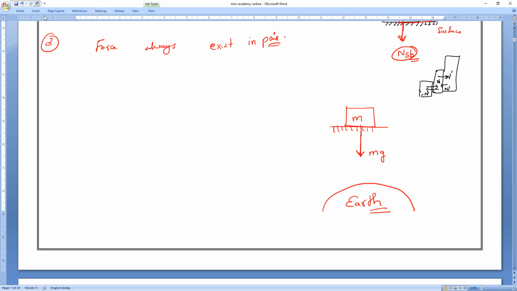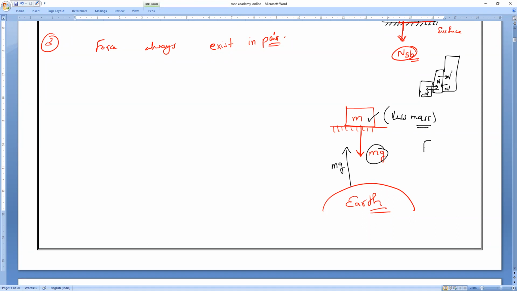Then we all know that if the earth is trying to pull this body downwards, then this object also exerts the same force on the earth. Am I right or wrong? Everybody? Yes, sir. If the earth is exerting mg force on this body, then this body, of course it is smaller, and we all know that earth will never fall; only this object will fall towards the earth because of it having less mass. Clear?